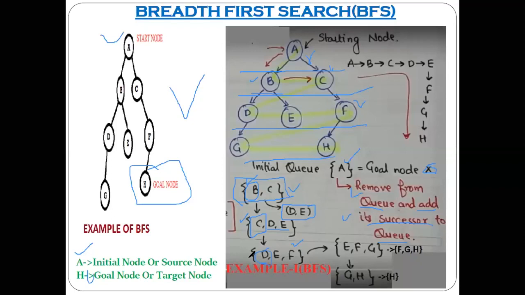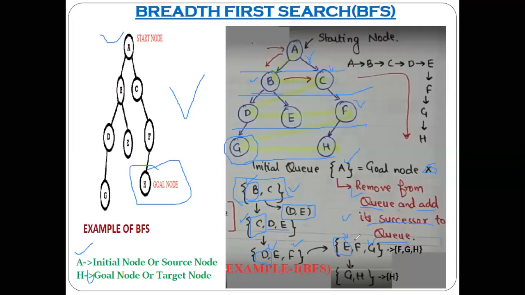H. Now, what do you have to do next? You have to remove the D from the queue. After you remove the D, you have to explore the D and add its children, G, to the queue. Yes, added, sir. After removing the D, which element becomes your first element of the queue? E. Whether E is our goal node?